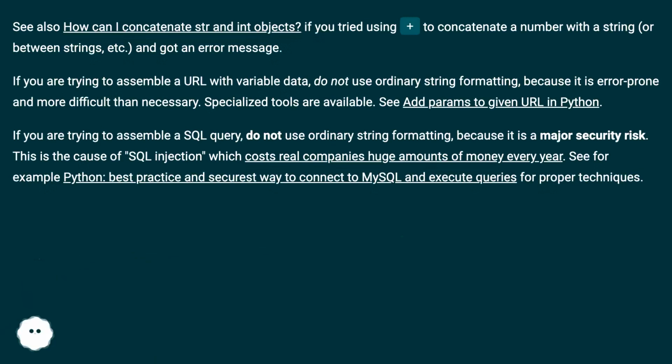If you tried using plus to concatenate a number with a string, or between strings, etc., and got an error message. If you are trying to assemble a URL with variable data, do not use ordinary string formatting, because it is error-prone and more difficult than necessary. Specialized tools are available. See addparams to given URL in Python.